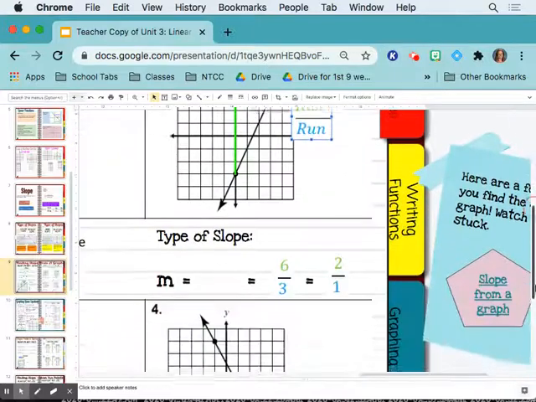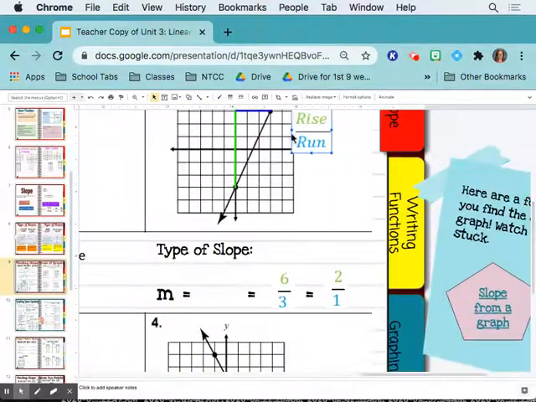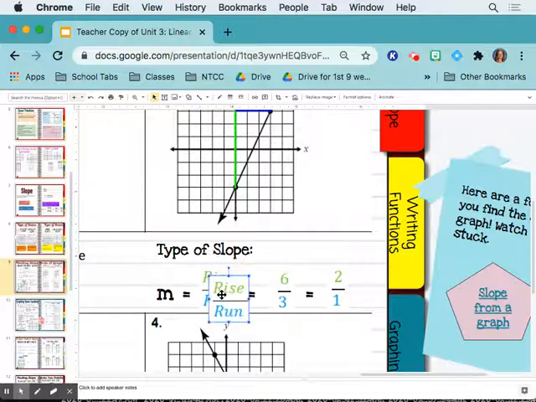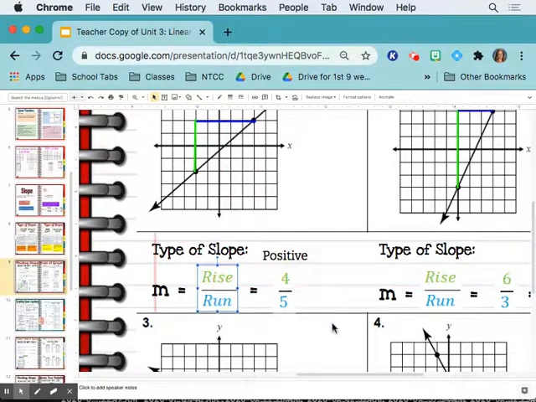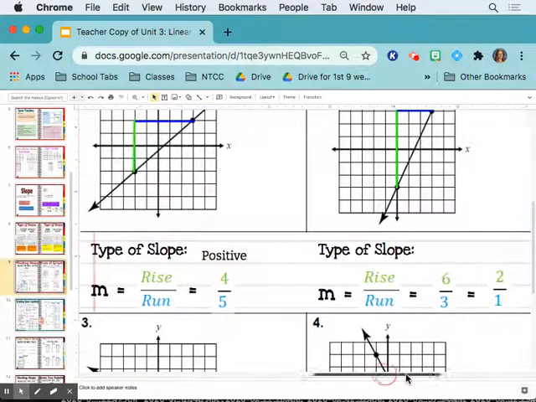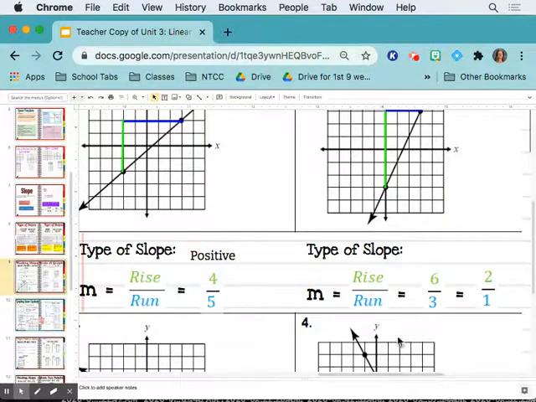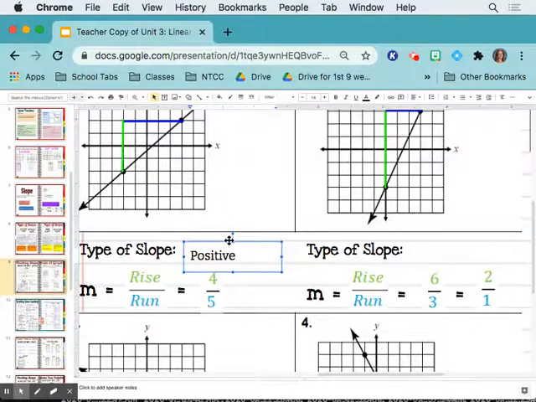Wait, do we need to put that on every other one? Yeah. Yeah, so we need to copy and paste this one. So copy, paste, and then take it over there. There we go. And then type of slope, this one is also positive.